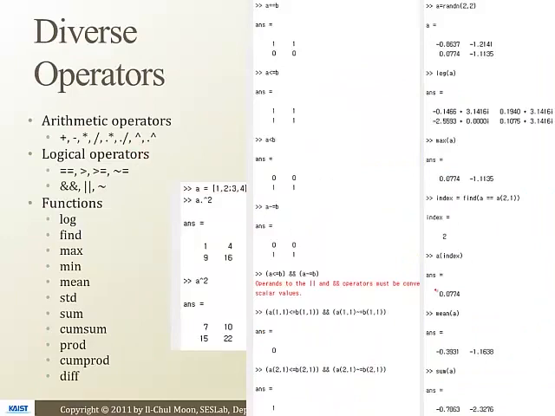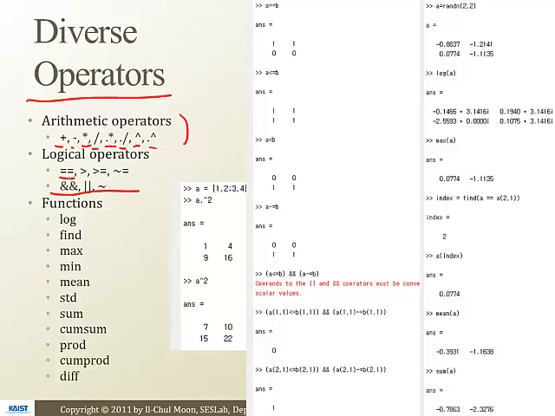And we have diverse operators. The plus, minus, multiplication, division, and array-based multiplication, array-based division, and the power and array-based power. These are all arithmetic operators. These are for numbers. And then there are logical operators. These are two assignment, right? Two equal signs indicate the equality check, right?